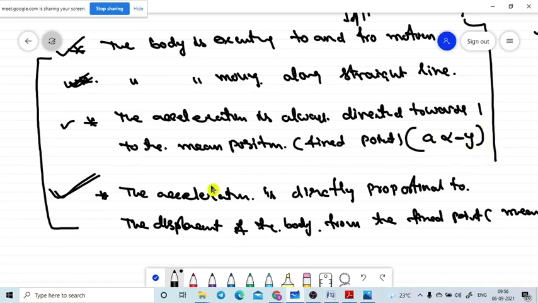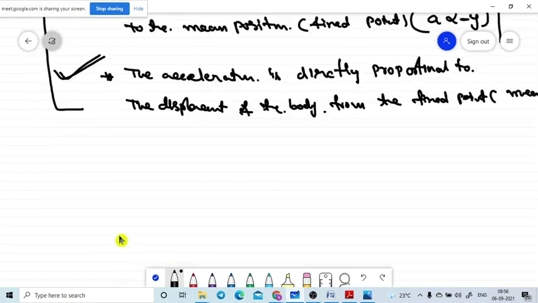In other words, the acceleration of the body is directly proportional to the displacement of the body from its mean position. If these conditions are obeyed by any oscillatory motion, that motion is named simple harmonic motion, SHM. So what is the definition? Let me write the complete definition one time.